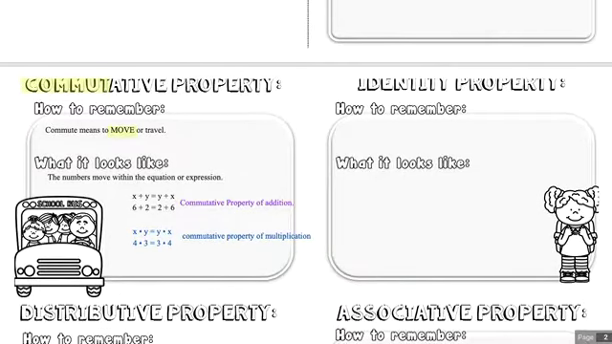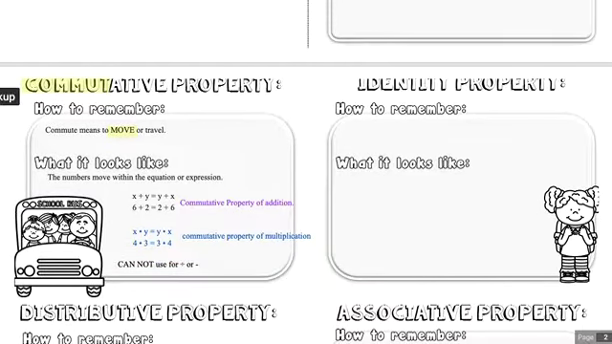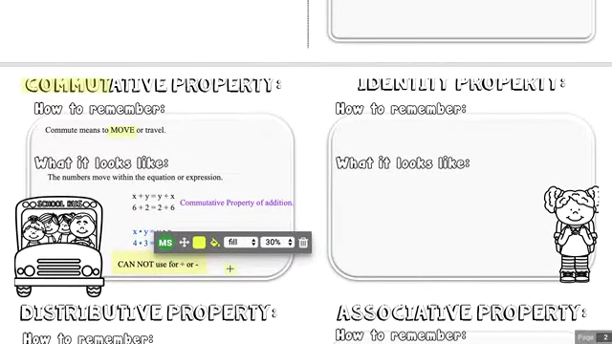You cannot use this for addition or subtraction and division. Cannot use it for division or subtraction. It will not work. You will not get the same answer. That's a very important thing. You should highlight this. So, commute means to move.